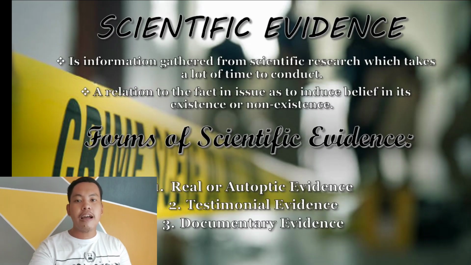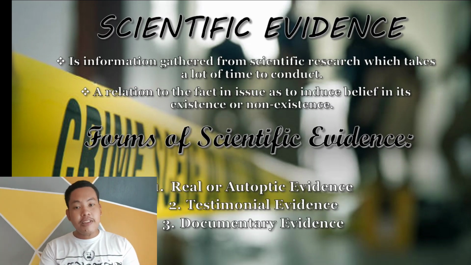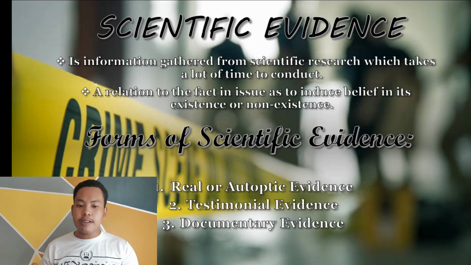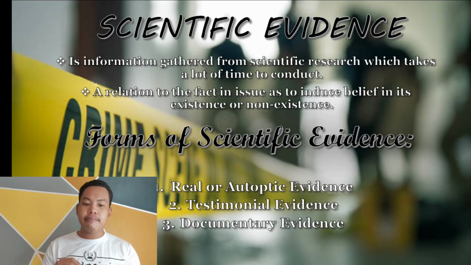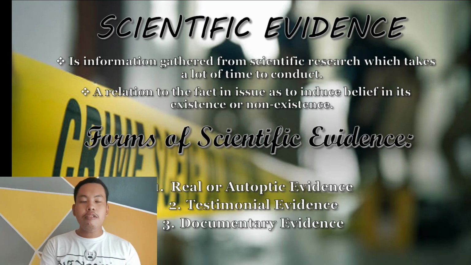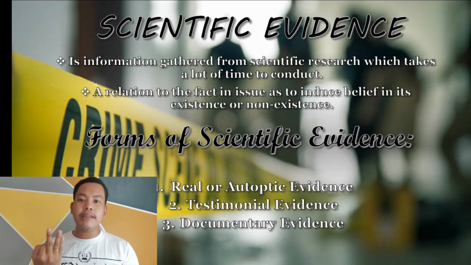Now, let's go to the topic of scientific evidence. What is scientific evidence first? Scientific evidence also means information gathered from scientific research which takes a lot of time to conduct. It means the scientific evidence has a process. Now, there are three forms of scientific evidence. These are the real or autoptic evidence, testimonial evidence, and documentary evidence.